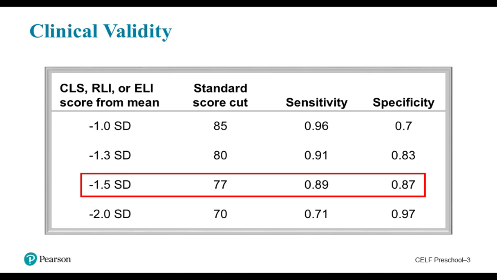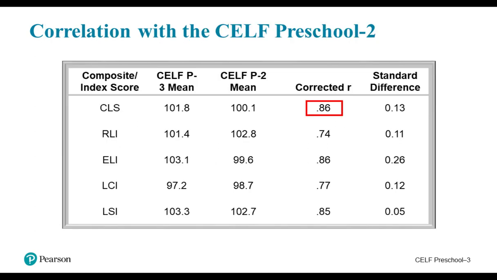Other characteristics when we think about our technical properties, we always want to establish the relationship between the current edition of the tool and the previous edition. And when we look at the corrected correlations of CELF Preschool-3 and CELF Preschool-2, looking at the composite scores here, you notice that those are high. Looking at the core language composite, the corrected reliability coefficient is 0.86.